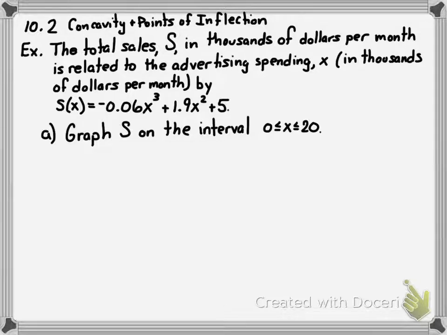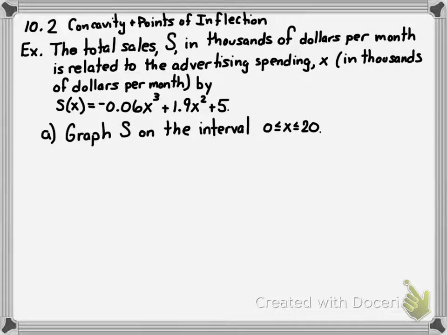So in this example, we're going to work with an example here. We are looking at the total sales S in thousands of dollars per month, and that is related to the advertising spending x, which is measured in thousands of dollars per month, by the function given here, which is S of x is equal to negative 0.06x cubed plus 1.9x squared plus 5.